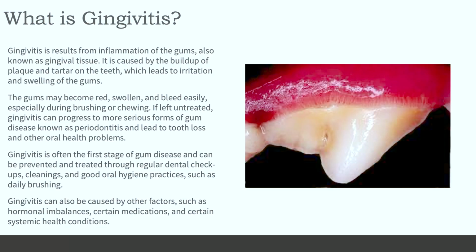Gingivitis is often the first stage of gum disease and can be prevented and treated through regular dental checkups, cleanings, and good oral hygiene practices such as daily brushing. It can also be caused by other factors such as hormonal imbalances, certain medications, and certain systemic health conditions.